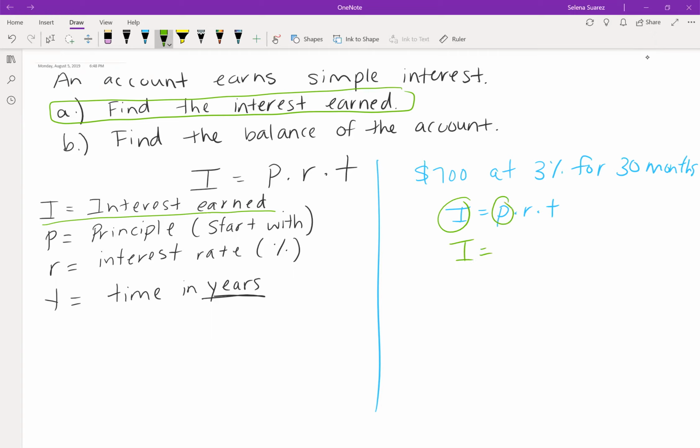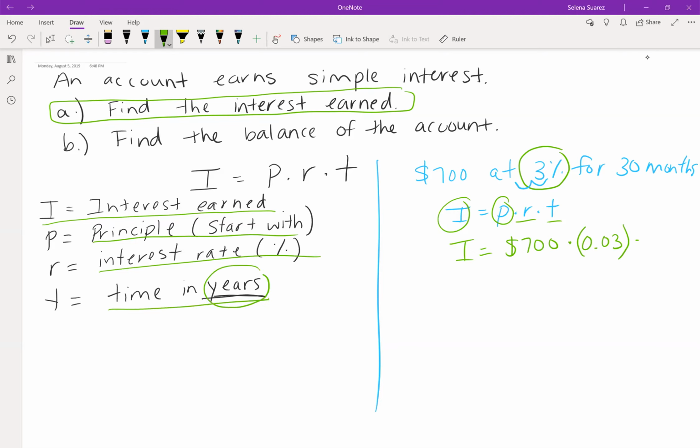And then P is what you start with, okay? In this case, it's 700. So 700 times the rate. Now, the rate has to be in decimal form. So I have 3%, I have to change it. I'm going to move the decimal over two spaces to the left, so my answer is going to be 0.03, and I'm going to put this in parentheses. So that's the rate.